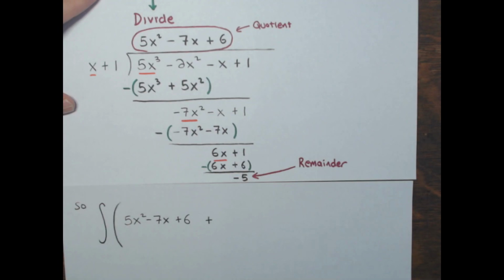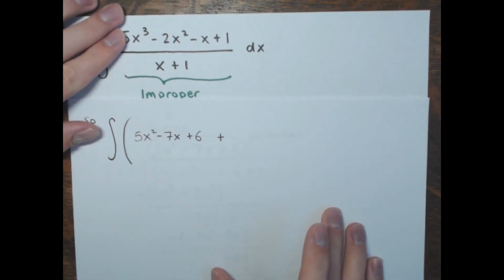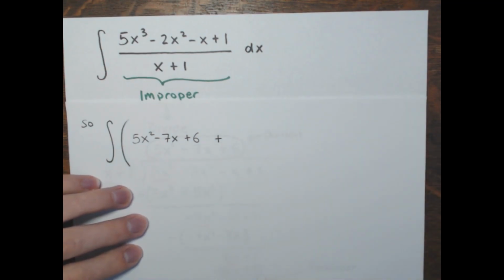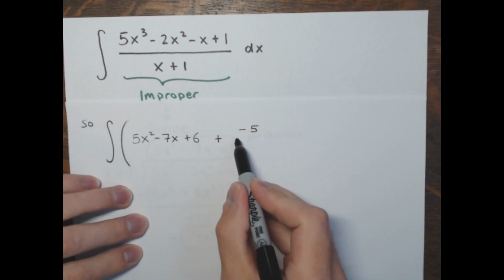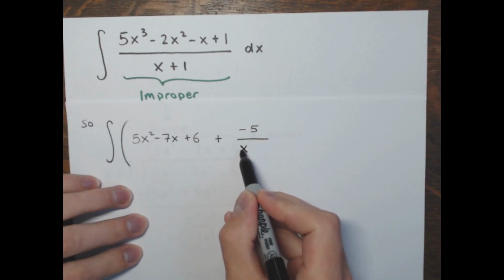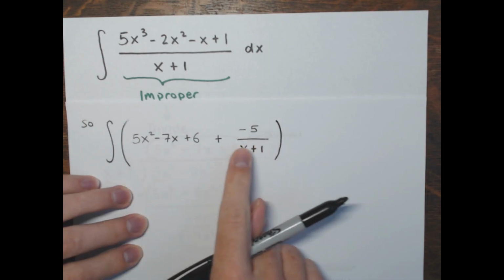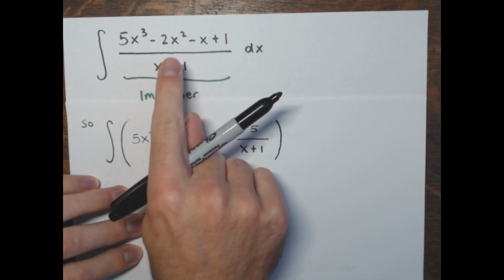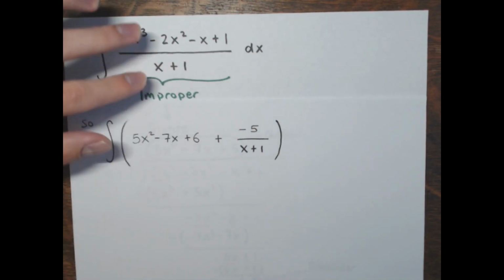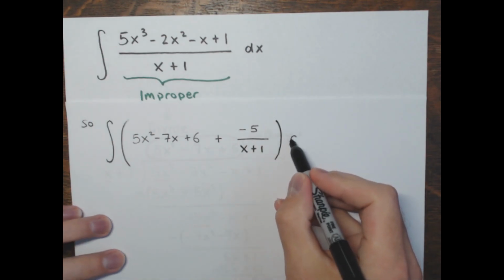the divisor, right? Because everything's being divided here by x plus 1. Right? So if I write plus, the remainder, negative 5, over the denominator, the divisor, x plus 1. This expression right here is equivalent to this fraction. It's the result of dividing this numerator by this denominator. And then, of course, you got your dx.